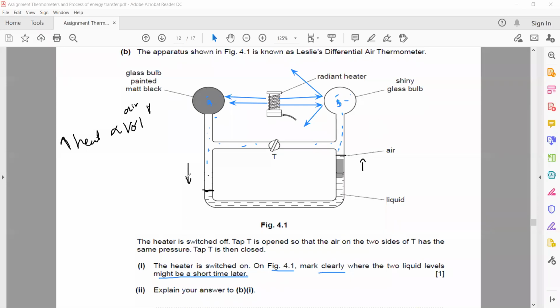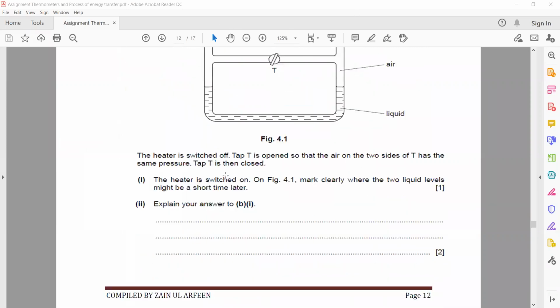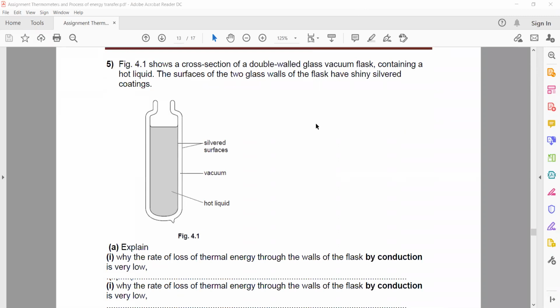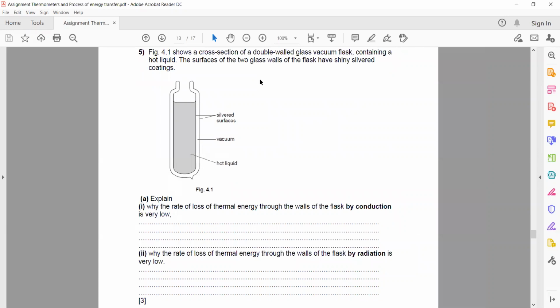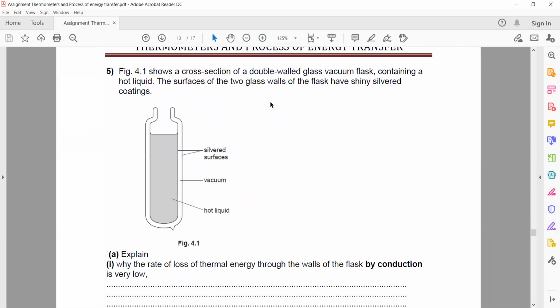Differential thermometer, Leslie differential thermometer, air thermometer. And the explanation I already explained to you, the same part. Figure 4.1 shows a cross section of a double walled glass vacuum flask containing a hot liquid. So there's a hot liquid inside, the vacuum is there, and the shiny surfaces are there. The surfaces of the two glass walls of the flask have a shiny silver coating.